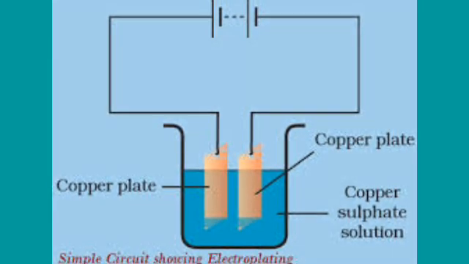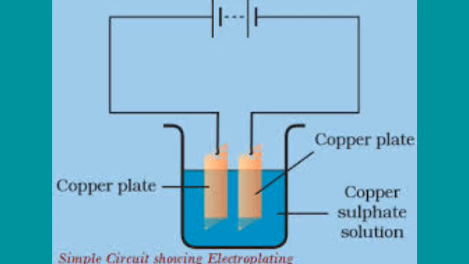Effects of electric current. When current is flowing through a conductor, it produces certain effects. These are known as effects of electric current. These effects result in conversion of electrical energy into different forms of energies such as heat energy, mechanical energy, magnetic energy, chemical energy, etc.